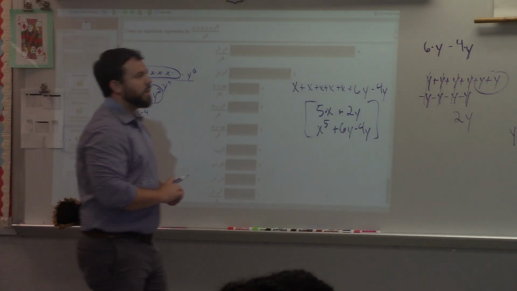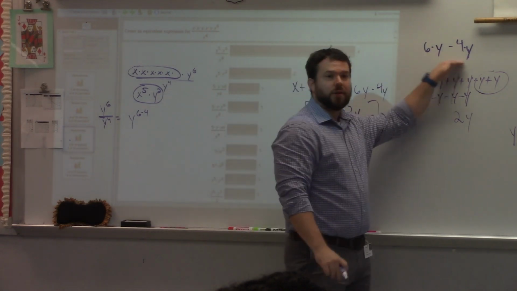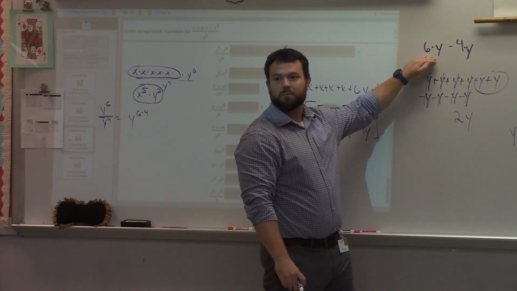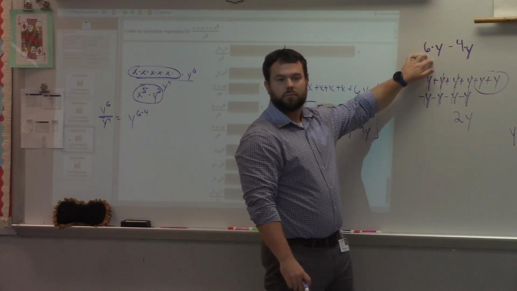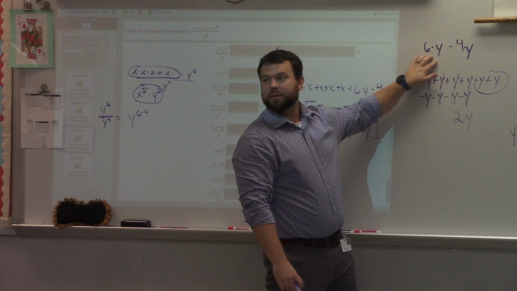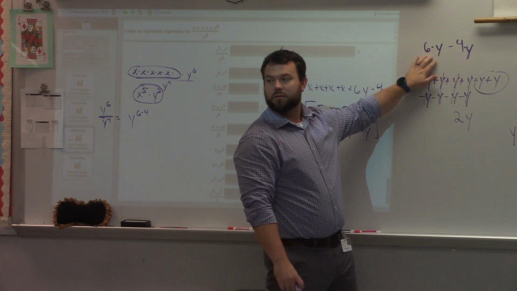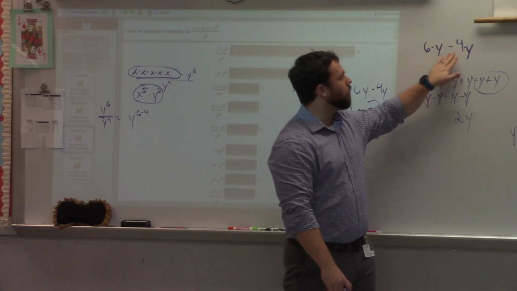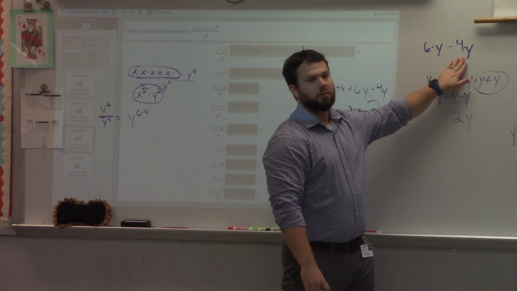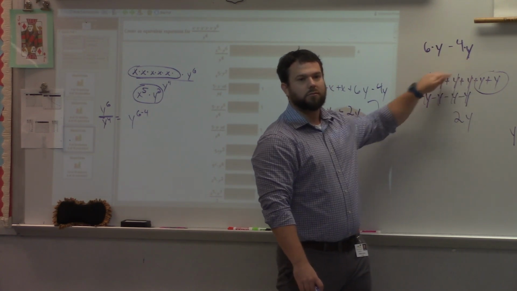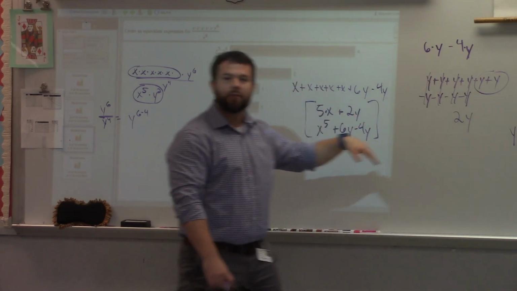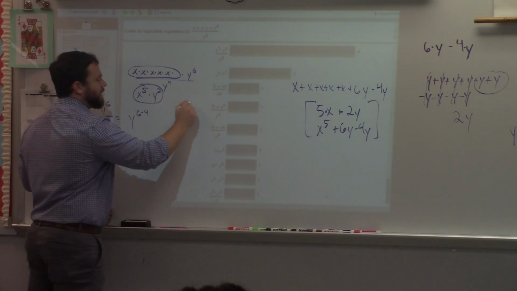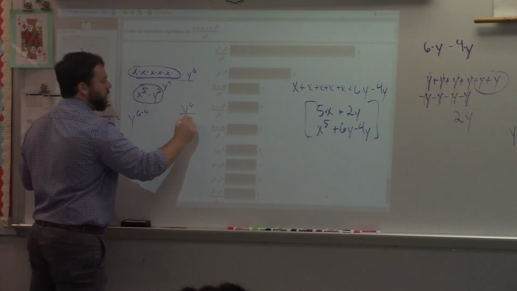It comes back over to here. This is why I'm emphasizing this so heavily. 6y means I'm repeatedly what? What am I repeatedly doing? Adding y how many times? 6 times, right? Then I'm taking away 4 y's, right? So I had 6 y's, I'm taking away 4 y's. So what's happening over here? What do we mean when we say y to the 6th divided by y to the 4th?